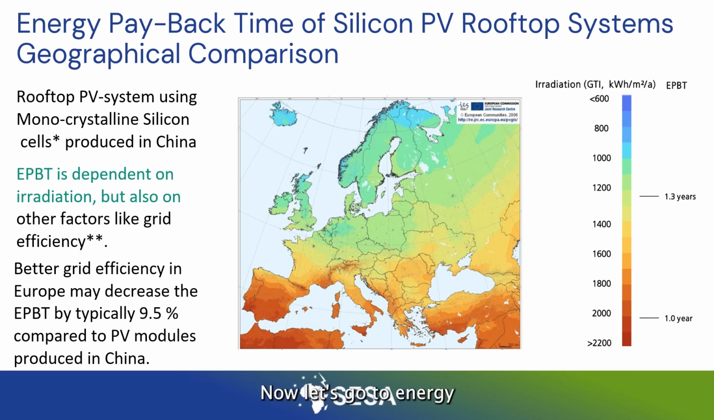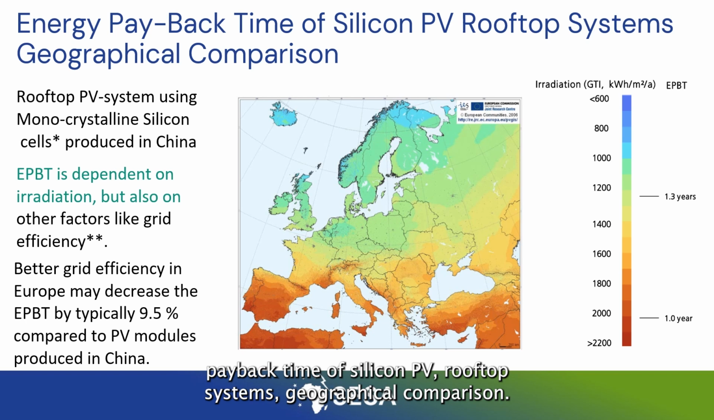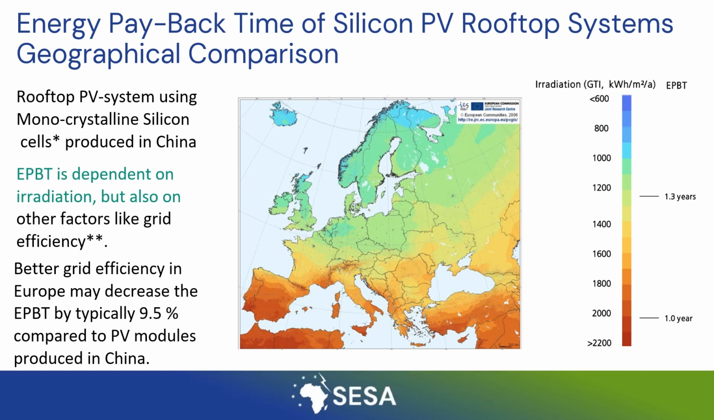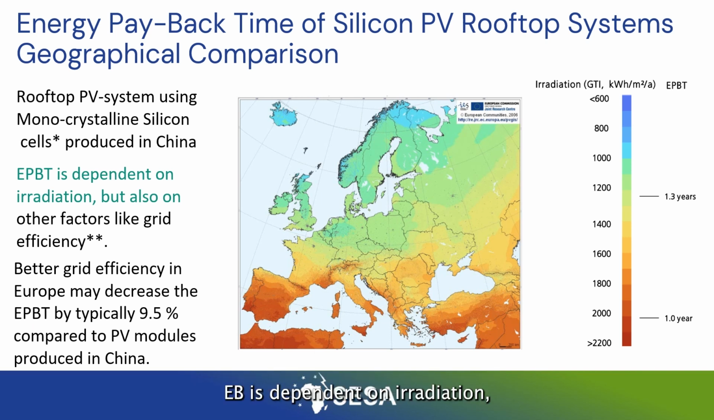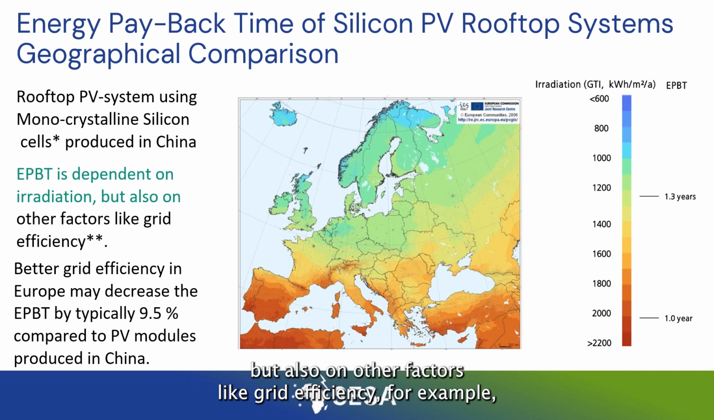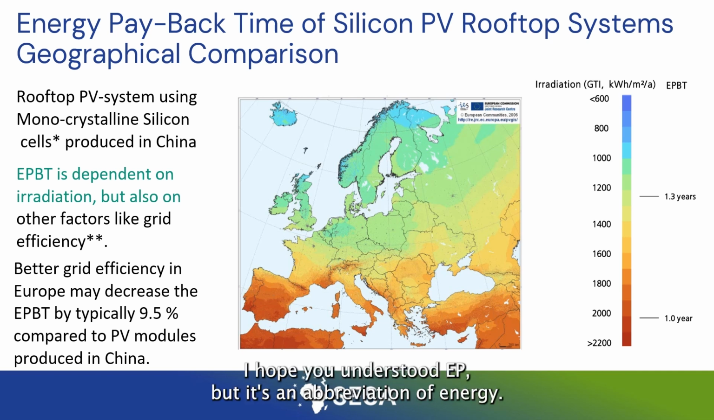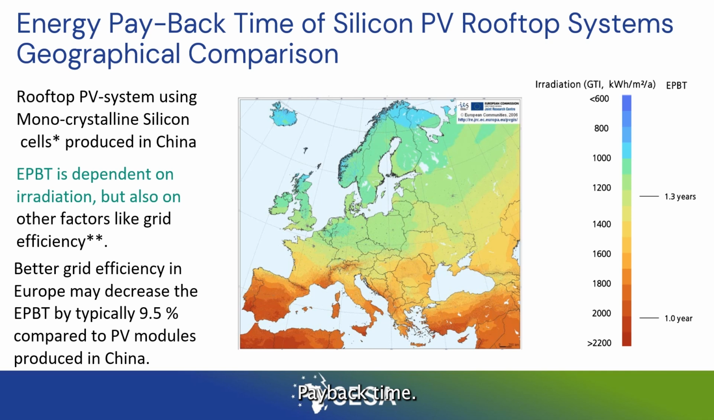Now let's go to the energy payback time of silicon PV rooftop systems, a geographical comparison. We have rooftop PV systems that use monocrystalline silicon cells produced in China. EPBT is dependent on irradiation, but also on other factors like grid efficiency, for example. Better grid efficiency in Europe may decrease the EPBT by typically 9.5% compared to PV modules produced in China. I hope you understood EPBT; it's an abbreviation of energy payback time.